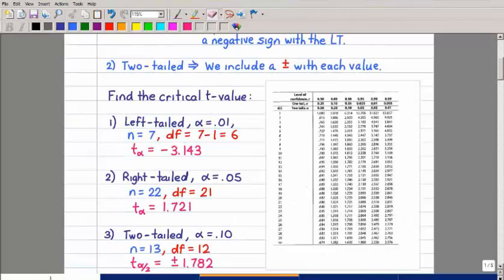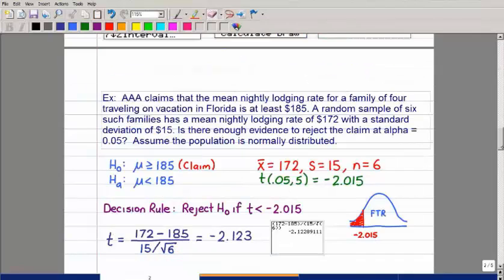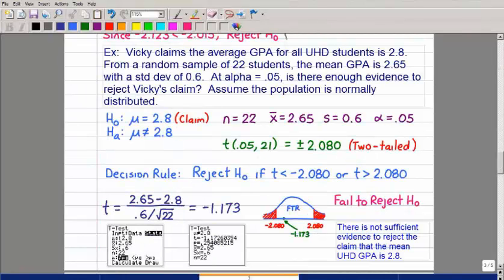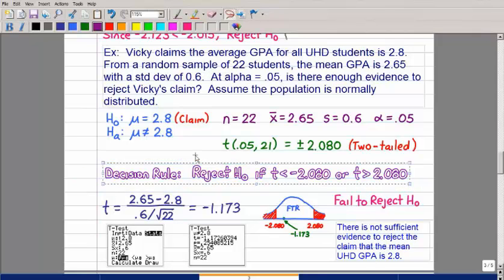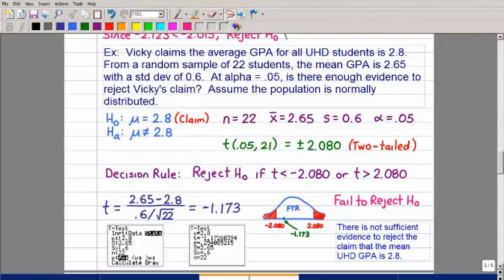Now, because this is two-tailed, we automatically insert a plus and minus in front of our critical value. The chart only shows a positive number, as you see right here. Plus and minus 2.080 for two-tailed. So our decision rule is to reject the null if t is less than negative 2.080 or t is greater than positive 2.080.